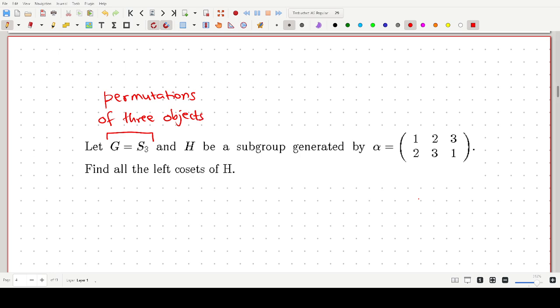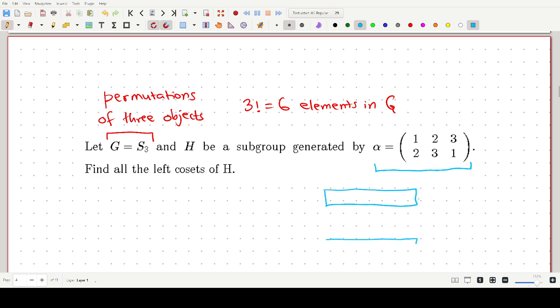Now, since we are dealing with three objects, we have got a total of 6 elements in G. The 6 is obtained by looking at the factorial of the number of objects. Furthermore, we are given that there is an element alpha which contains the description of a permutation.